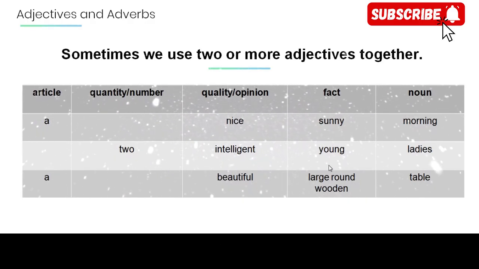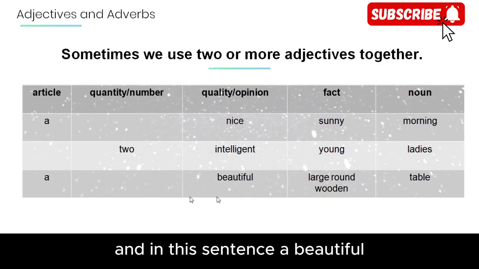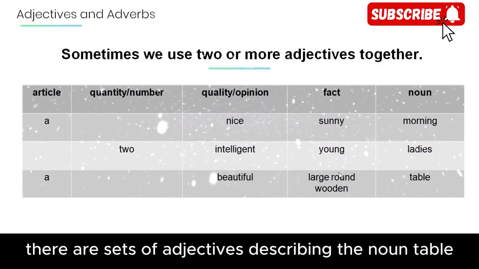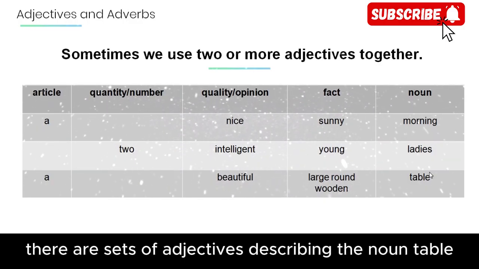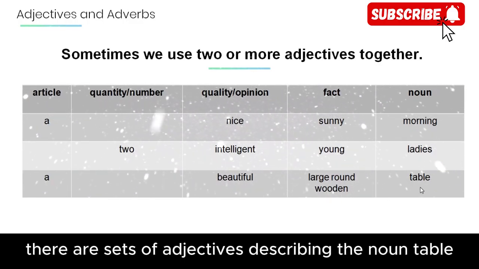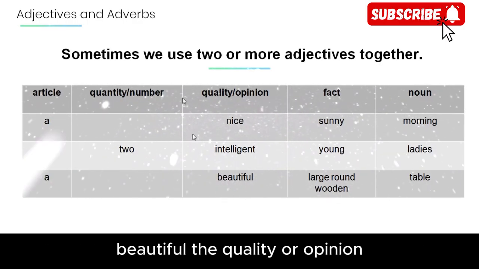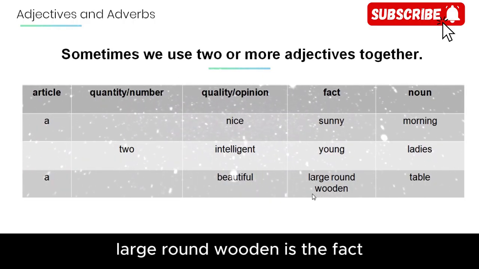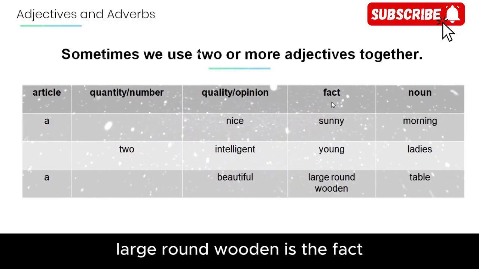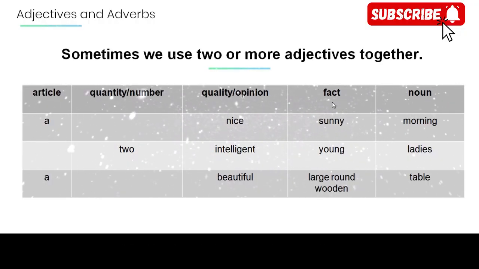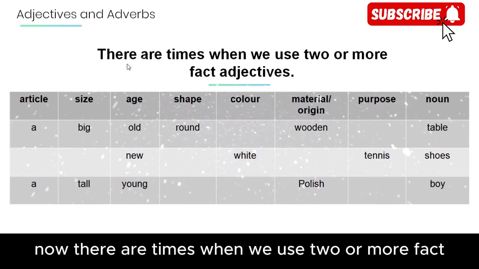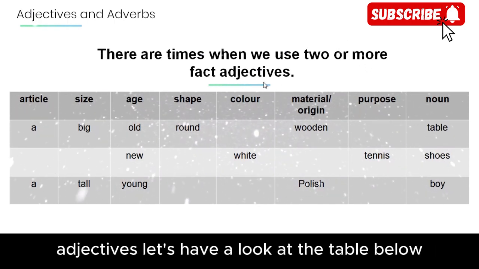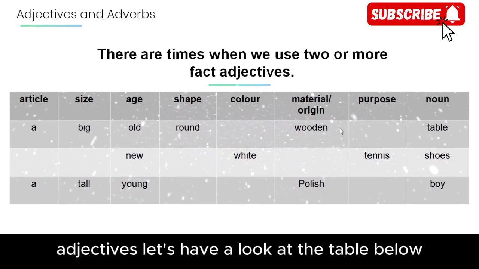And in this sentence, a beautiful, large, round wooden table, there are sets of adjectives describing the noun table. Beautiful, the quality or opinion. Large, round, wooden is the fact. Now, there are times when we use two or more fact adjectives. Let's have a look at the table below.